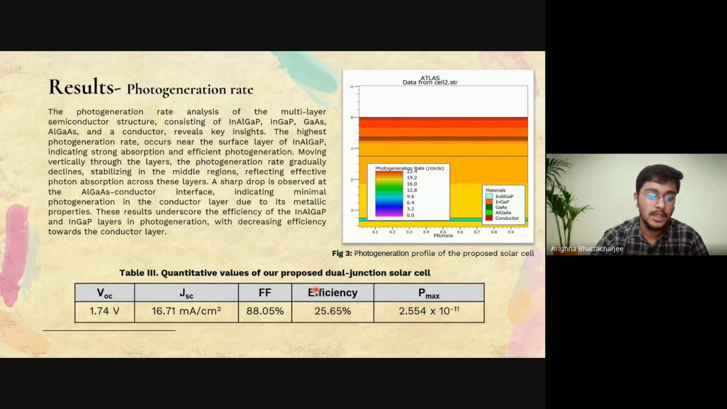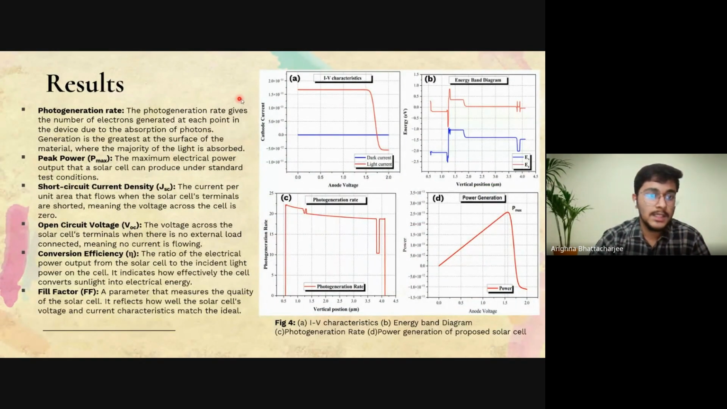These are the values of the dual junction solar cell bias. This is the open circuit voltage. This is the short circuit current density, fill factor, efficiency, and the power maximum. The results of this photo generation, as previously said, this is the peak power max, the maximum electric power output of the solar cell. This is given by the cathode current multiplied by the anode voltage. It is maxed in the knee region of the IV characteristic curve.